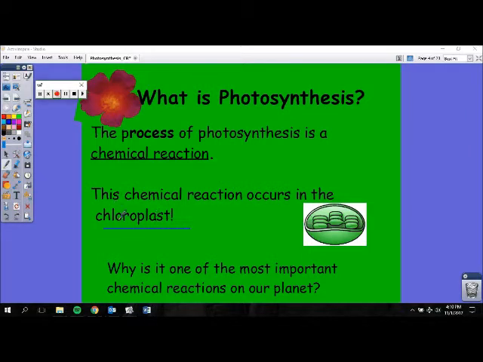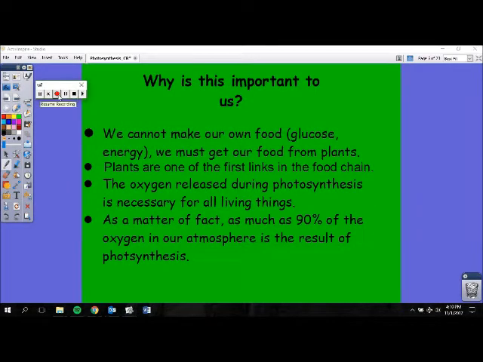Why do we think it's important, though? I want you to take a minute to think about this. Hopefully you thought about these couple things listed here. Because we can't make our own food, we must get our food from plants. Plants are also the first links in the food chain. Also, oxygen that's released during photosynthesis is necessary for all living things, especially us. As a matter of fact, 90% of that oxygen is a result of photosynthesis. So stop cutting all those trees down and plant a tree.